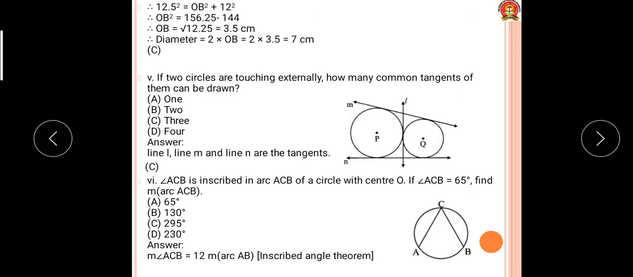See here the answers. OB you calculated. OB is 3.5. Therefore, the answer is 7. Diameter is 2 times the radius. Now, here also, if you are observing, these two circles are touching externally.